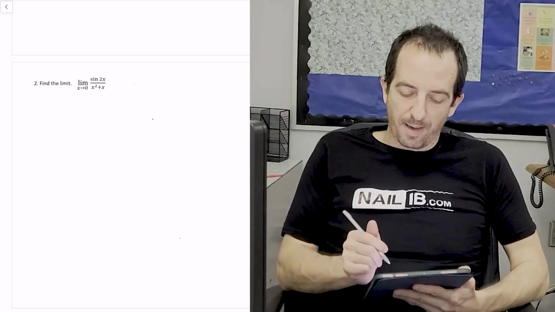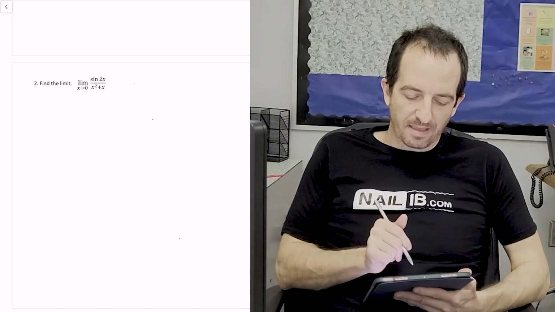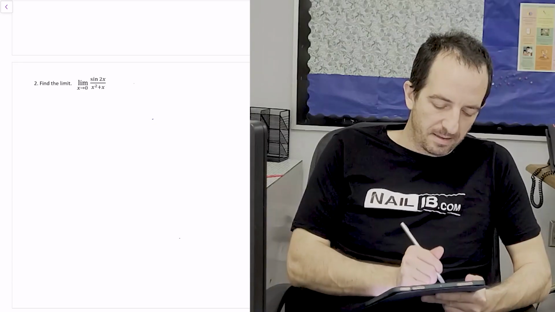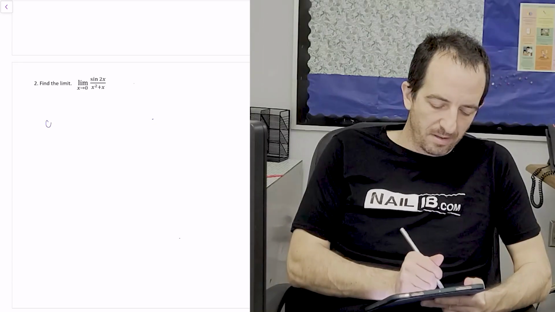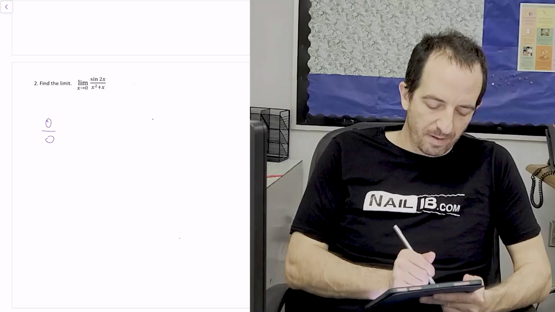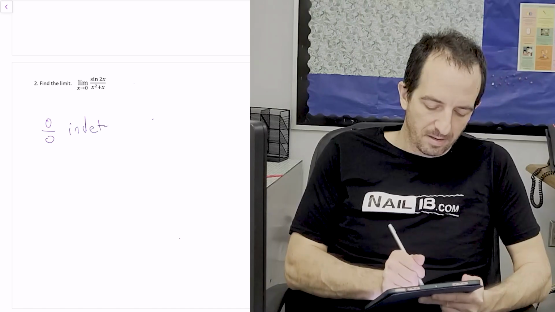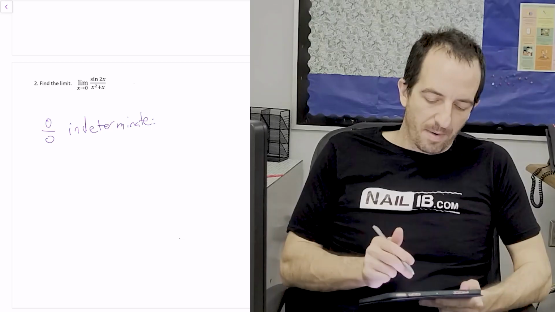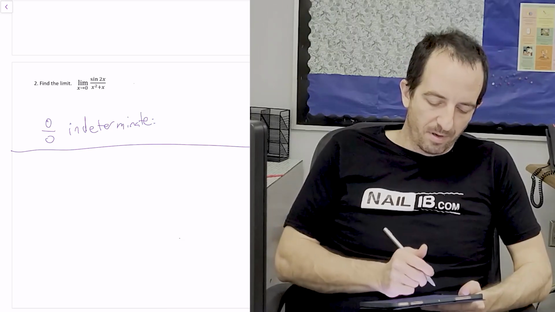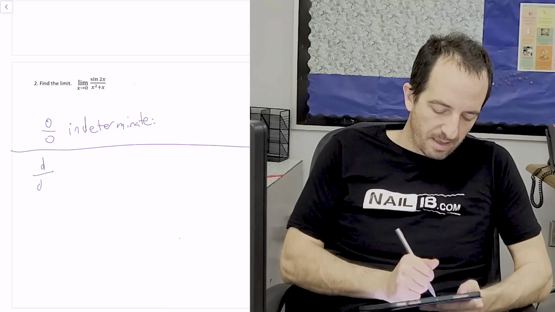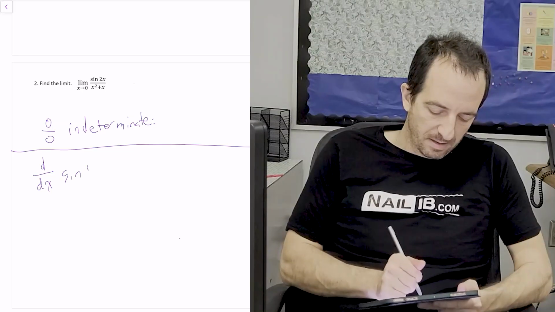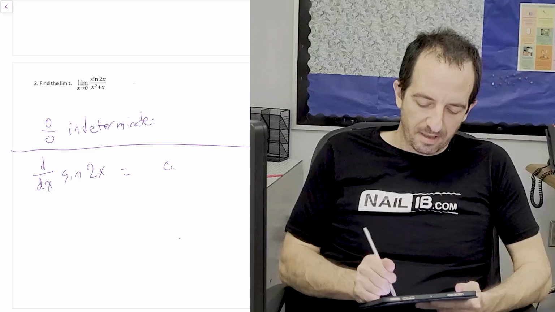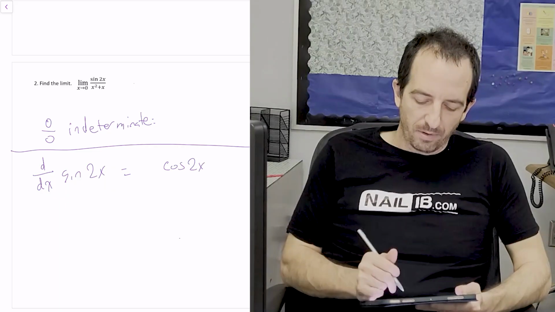Question 2, a similar problem, right? Sine of 2x over x squared plus x. I plug in 0. I get back sine of 0 over 0, right? That leads to 0 over 0, indeterminate. As a result, apply L'Hopital's rule. I will differentiate, therefore, the numerator, d dx of sine of 2x. That's going to be equal to cosine of 2x. Apply the chain rule, times 2.